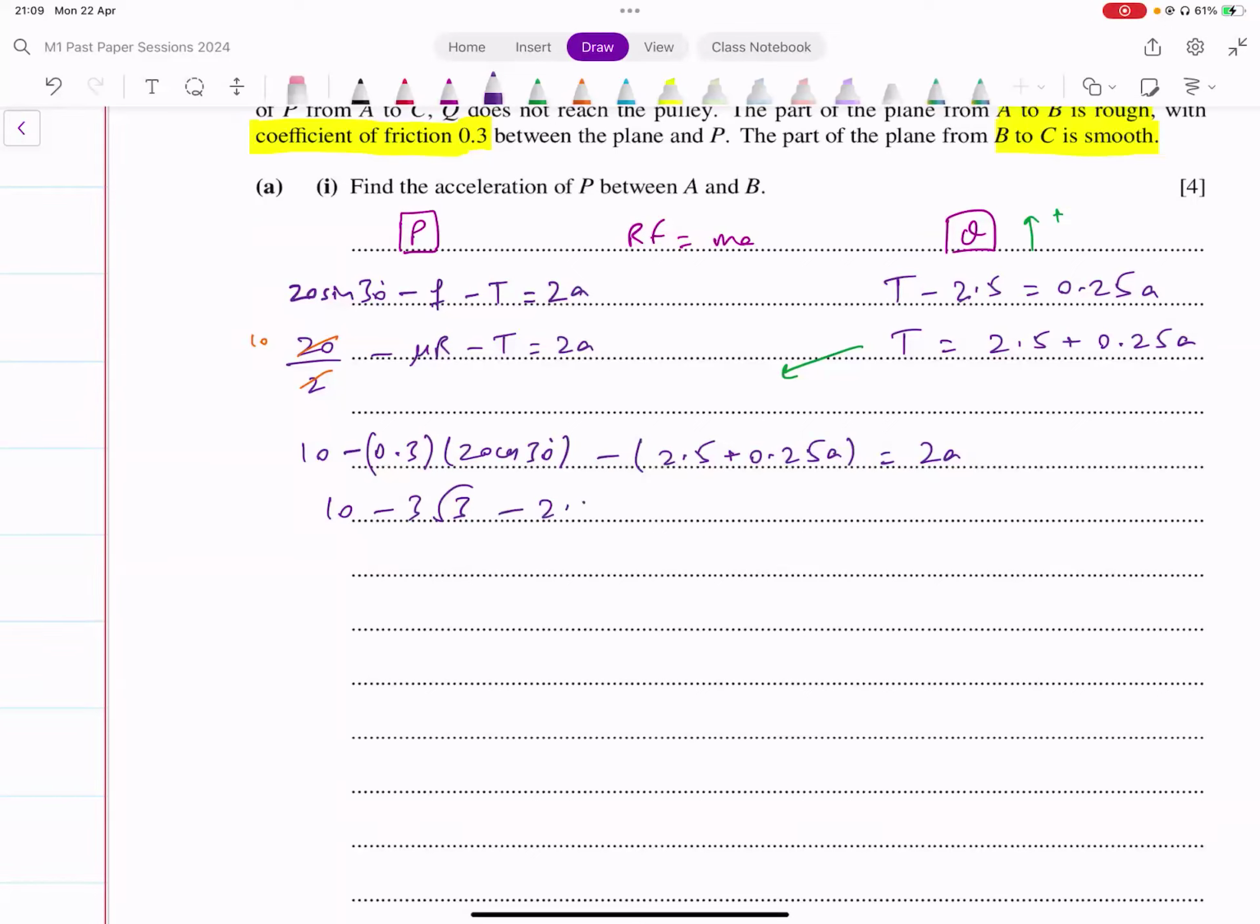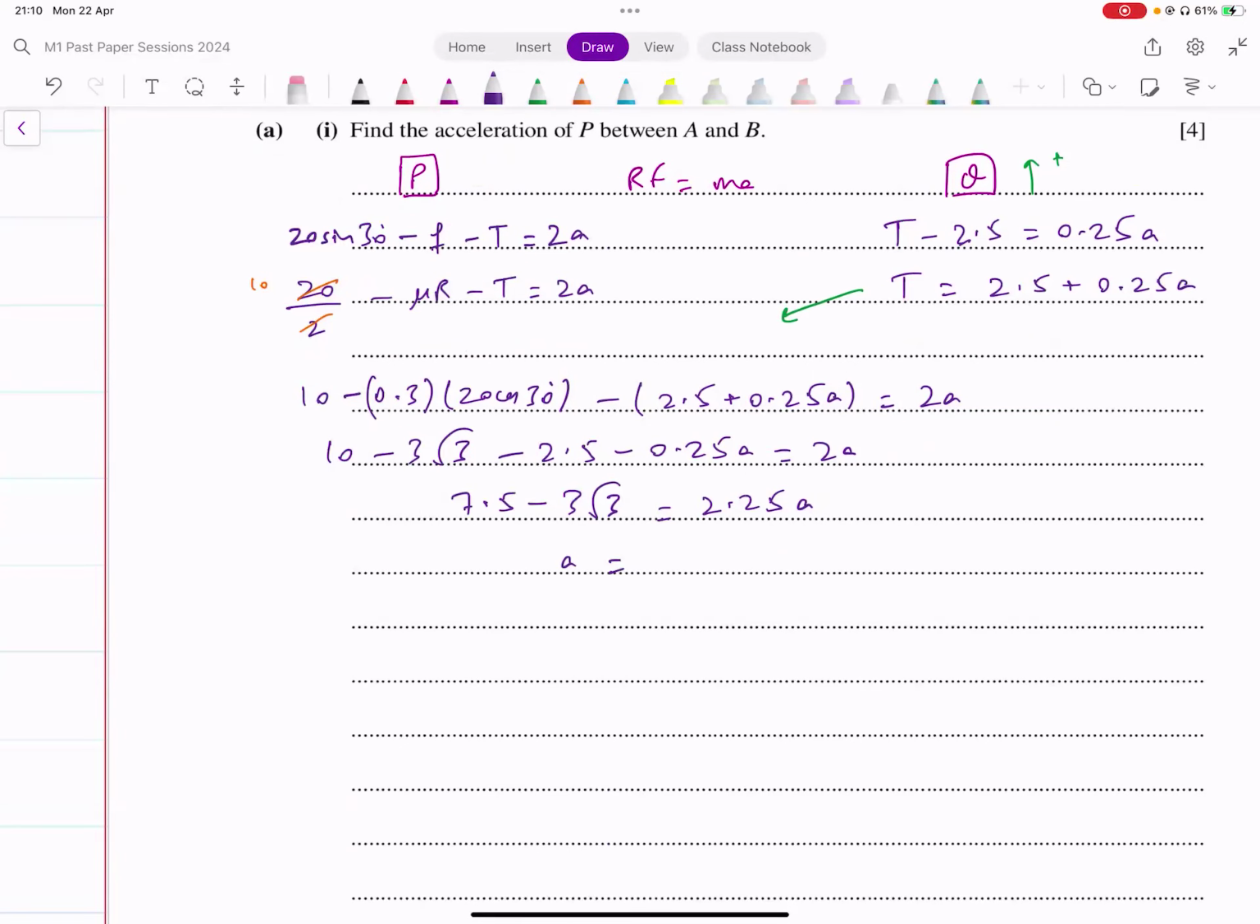Minus 2.5 minus 0.25 times A equals 2A. That gives us 2.25 times A equal to 7.5 minus 3/√3. And that's good. That should give you the value for A. 7.5 minus 3/√3 divided by 2.25. And that's giving me 1.024. Acceleration turns out to be 1.024 meters per second square.